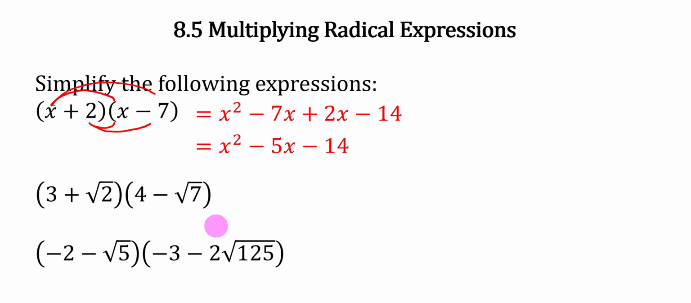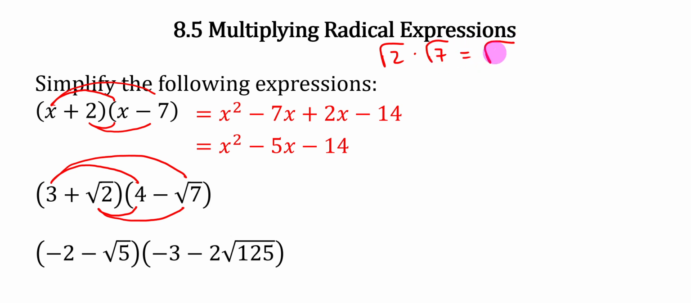So when I do this, 3 times 4 is 12, minus 3 square roots of 7, plus 4 square roots of 2, and then I'm going to have the square root of negative square root 14, minus square root 40. When they're inside the radicals, the square root of 2 times the square root of 7 is the square root of 14. Just for the record, the square root of 2 plus the square root of 7 is not the square root of 9. You can't even add these. That's just as simple as that can get.